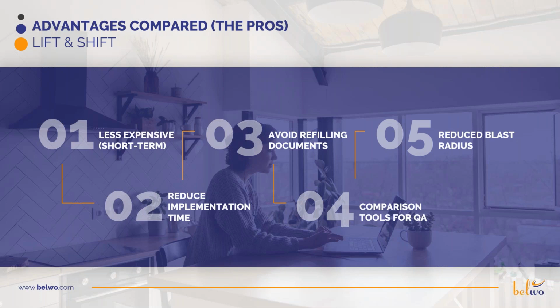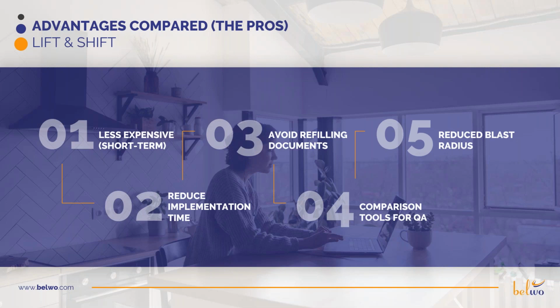These are both related to having probably less discovery, less coordination, less communication necessary to do the lift and shift. The third advantage, or the third pro to this lift and shift approach, is that potentially an insurer could avoid refiling their documents. And of course, that's always a big topic whenever you undertake one of these migrations. A fourth reason, and very important one, is you could use comparison tools, automated comparison tools, to really help with the quality assurance of the migration itself.